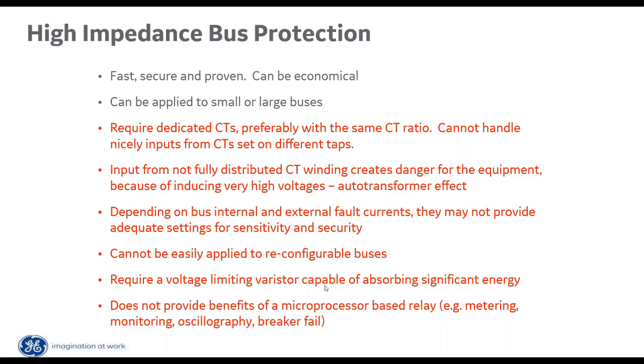The disadvantages: it does not provide the benefits that come from a microprocessor relay. For example, metering. You cannot meter off of this because you don't know the individual CT metering. Oscillography, it's not going to help you much. You can't do breaker failure using the same CTs in the same relay because you're not reading the current for the individual feeders. All of the metering, monitoring data is not available anymore. So a lot of the benefits that come with a microprocessor relay, you're not going to get if you use a high impedance bus protection scheme.